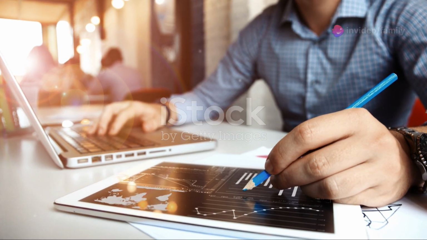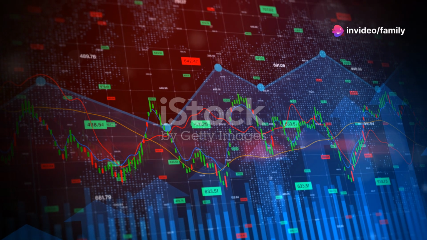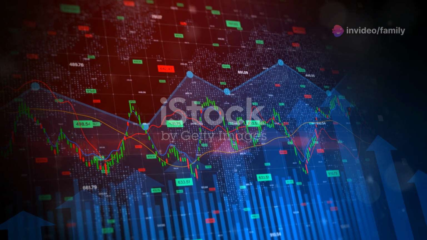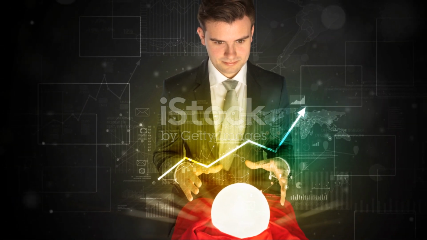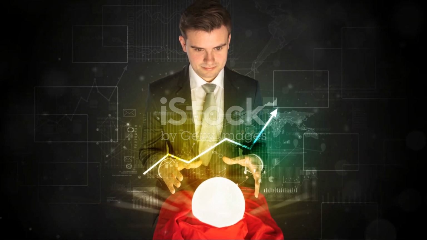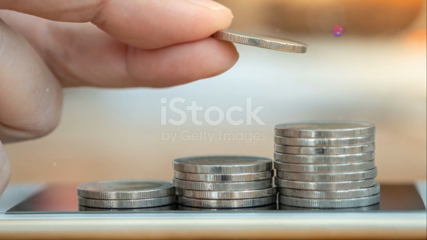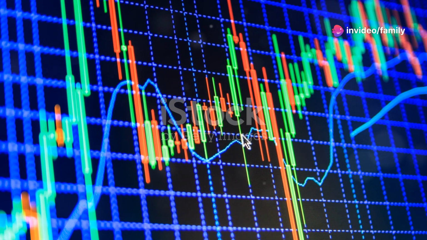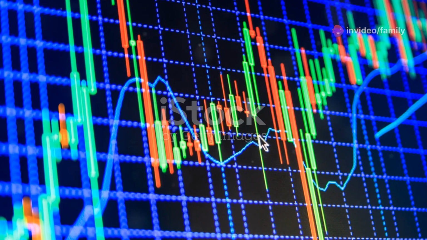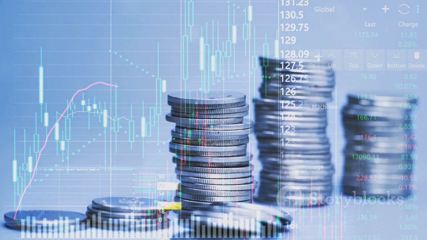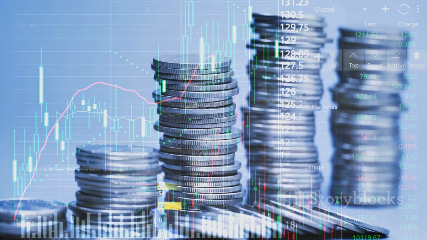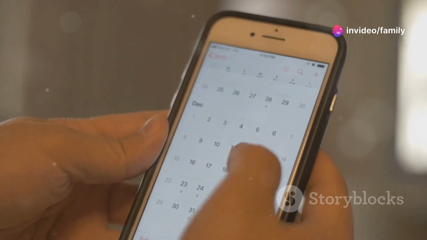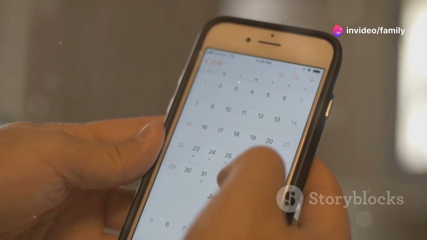Now let's talk about why this strategy works. Markets are unpredictable. They go up, they go down, and sometimes they just move sideways. Trying to predict these movements can be stressful and frankly, nearly impossible. Dollar cost averaging takes the guesswork out of investing. By investing the same amount of money each month, you reduce the impact of short-term market fluctuations. Over time, this approach can lead to a lower average cost per share compared to if you tried to time your investments perfectly. Plus, it's a great way to stay disciplined and consistent with your investing.